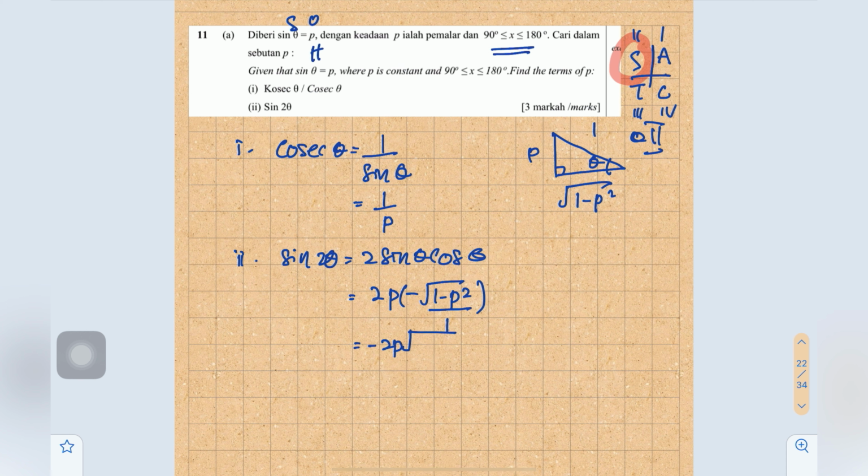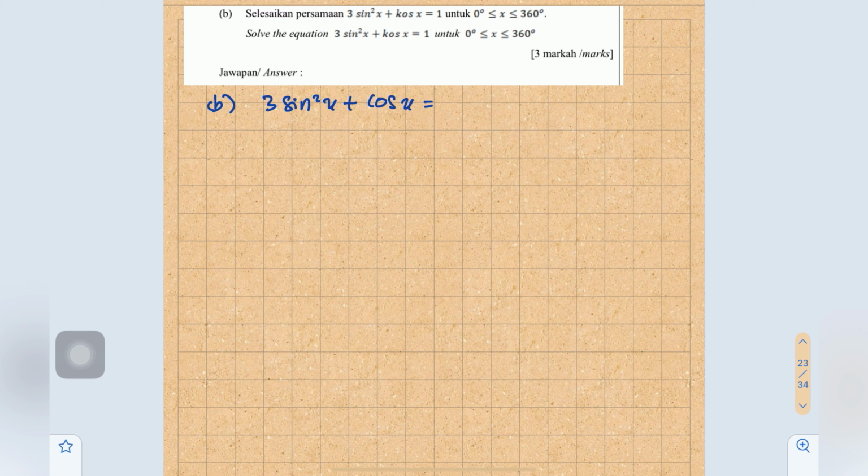11b, solve the equation 3 sin squared x plus cos x equals 1. Here we have the equation 3 sin squared x plus cos x equals 1. We want to solve, meaning we want to find the angles. This one is not uniform, so we have to make it uniform. We have a basic identity, sin squared A plus cos squared A equals 1. So we can substitute, sin squared x is 1 minus cos squared x, plus cos x equals 1.